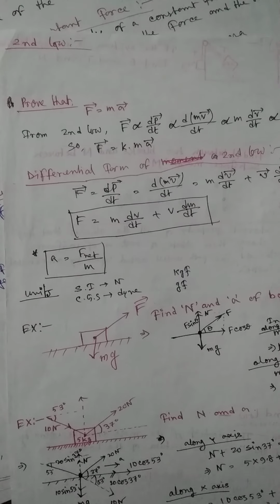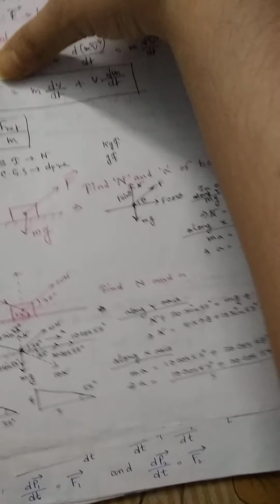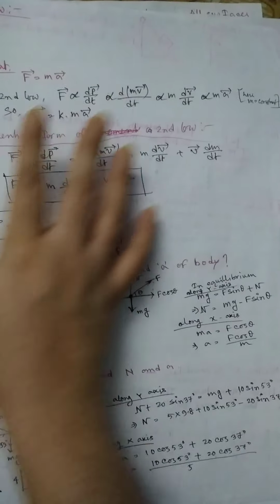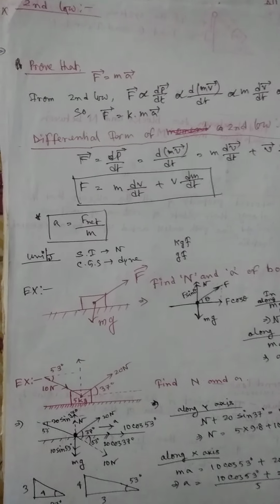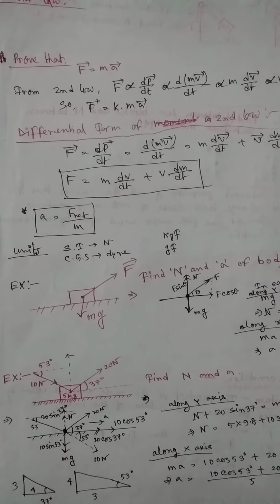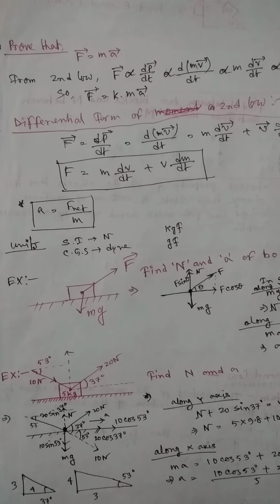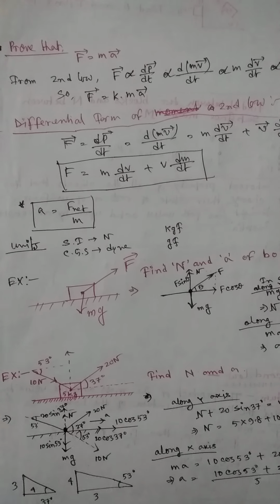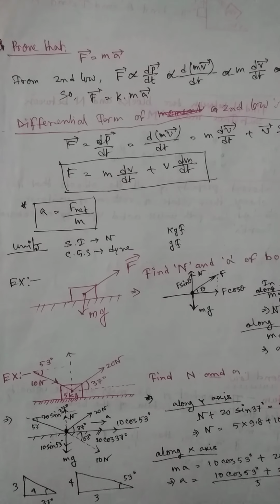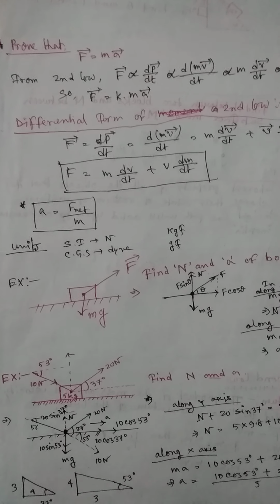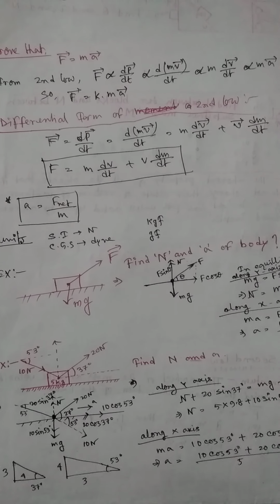So what about the second law? According to the second law, basically it gives us the magnitude or value of force. If any force is exerted on a body, then the rate of change of momentum of that body gives us the value of the force which is exerted on this body.